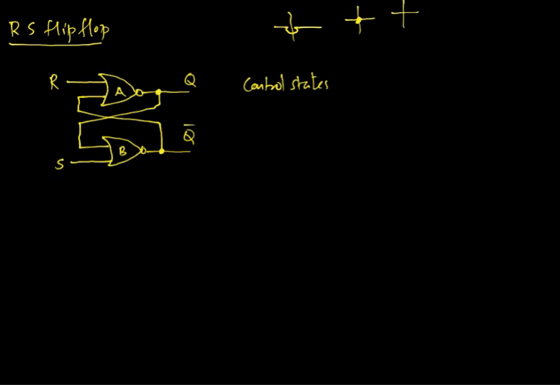So usually this R and S represent reset and set. We will show you why this name comes. To discuss the output state of this flip-flop, we will consider all four combinations of the input signals R and S. First case, we will consider both the inputs are 0, that is R is equal to 0 and S is equal to 0.